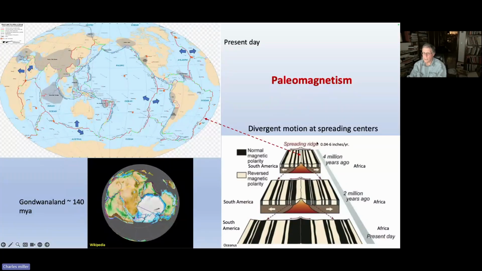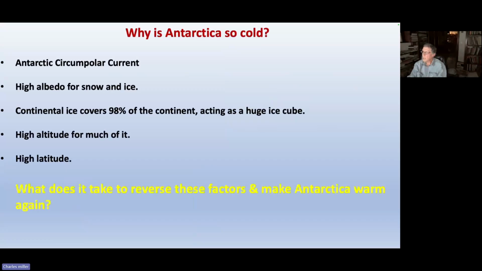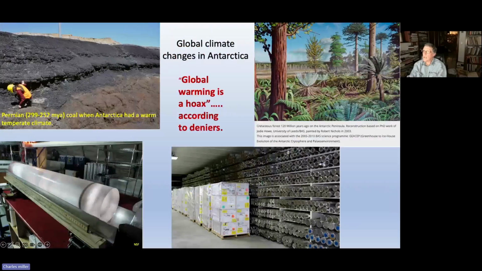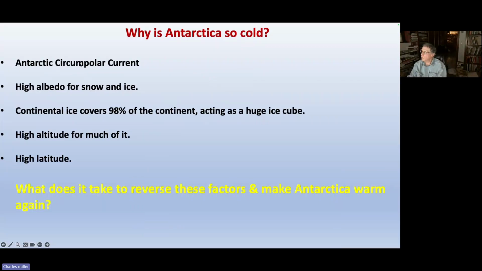And that then is Gondwana land. So that's the 3rd line of evidence. So, an obvious question, why is Antarctica so cold? Well, it has an Antarctic circumpolar current which holds the cold in. It has a very high albedo because of snow and ice, something like 90%. And it's a huge ice cube. It's high altitude. It's high latitude.